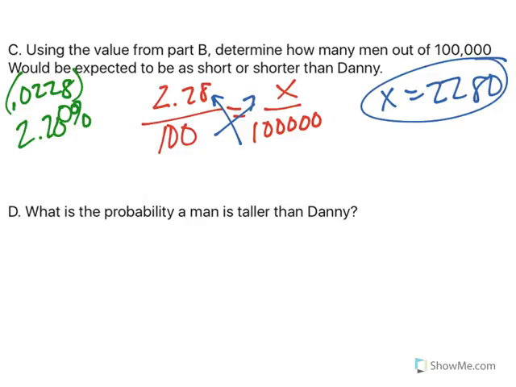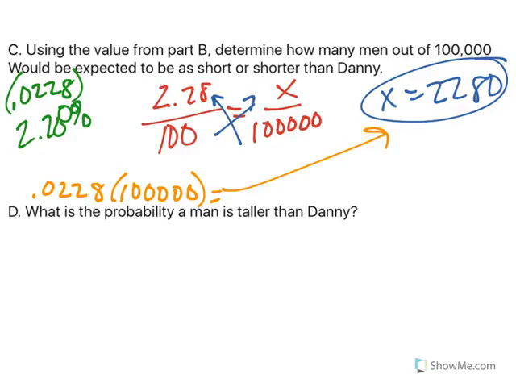The other way that you can do it is say, if I have a proportion of 0.0228, that's out of 1. If I multiply by 100,000, that will give me out of 100,000, which is 2,280. Either way depends on how your brain works.